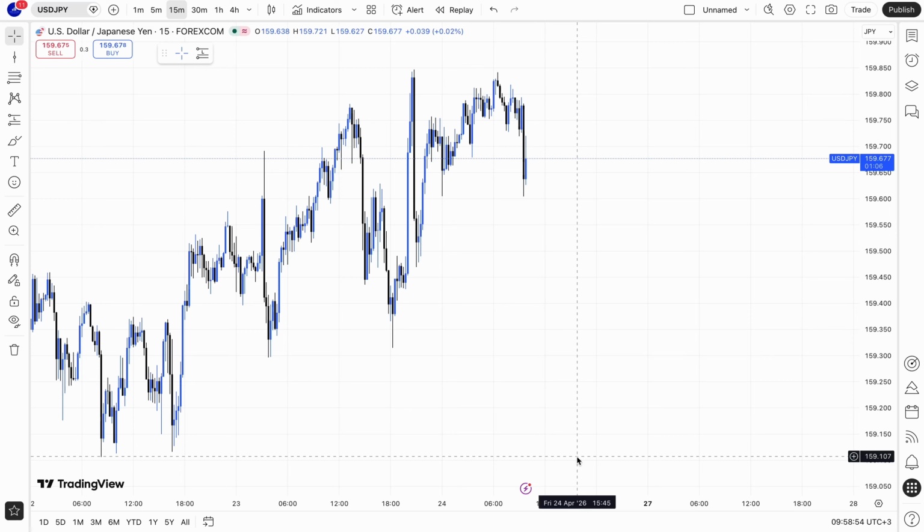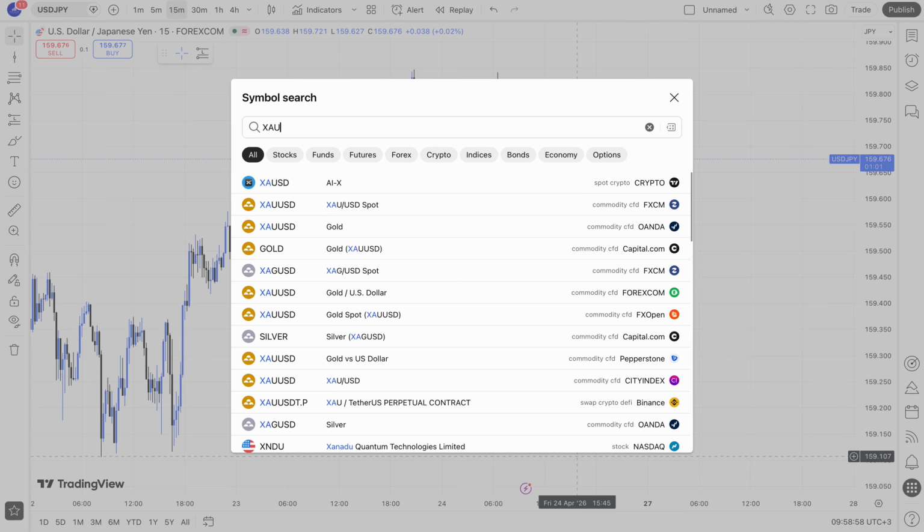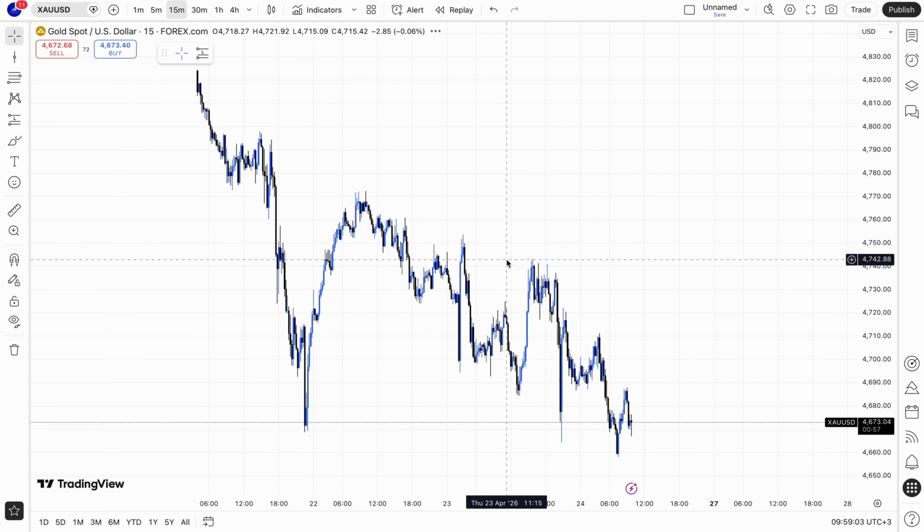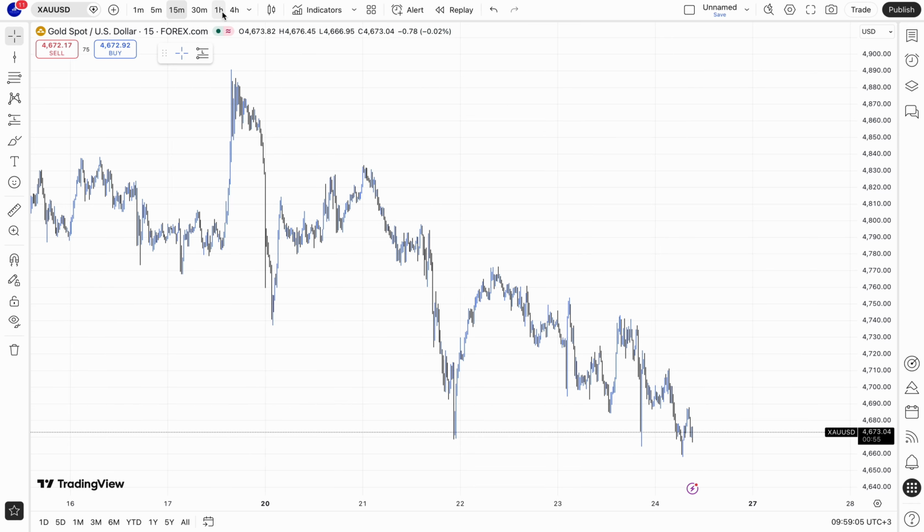Come back to our setup and plan, and this is our setup and plan. The first thing is always market structure, and the first pair is always gold.